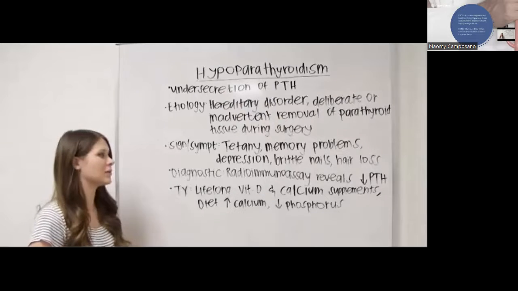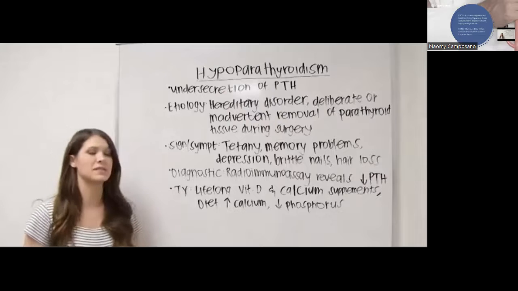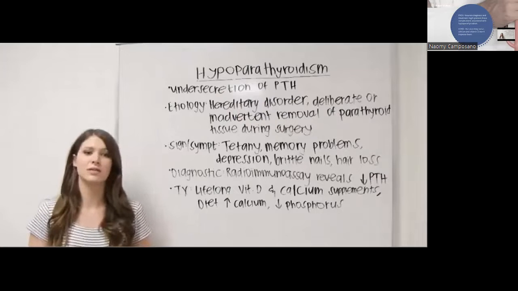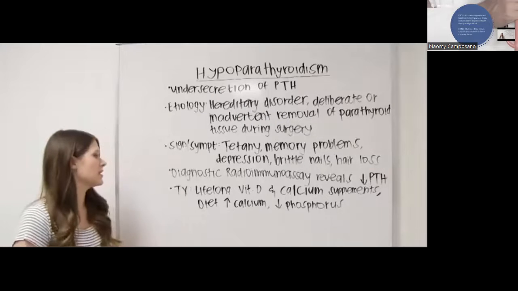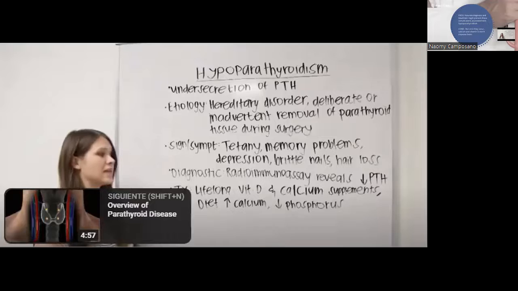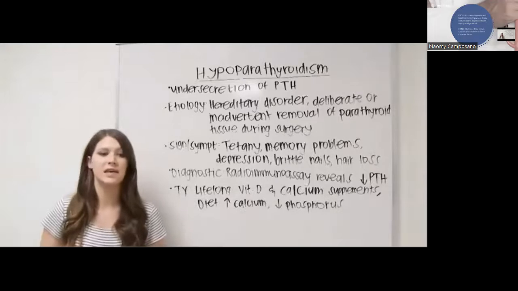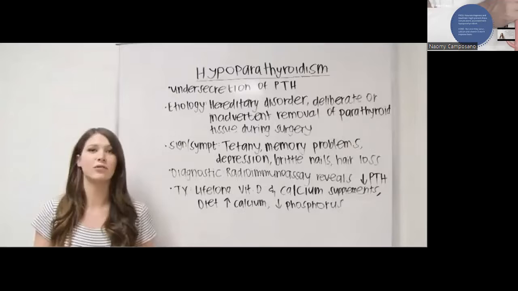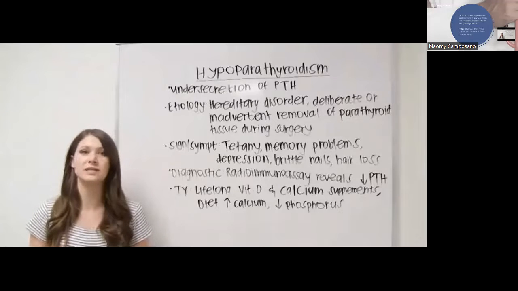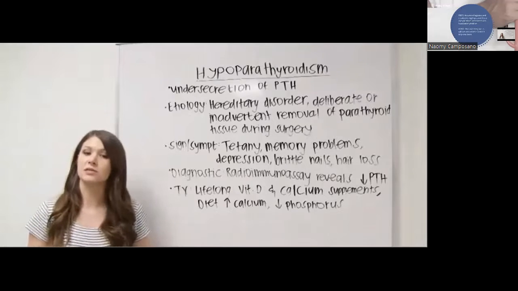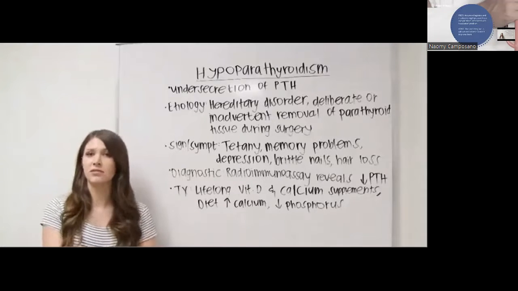Diagnostic: the radioimmune assay reveals lowered PTH levels and also lowered serum calcium levels. The treatment is lifelong vitamin D and calcium supplements and a diet that is high in calcium and low in phosphorus. This would be a diet of dairy, fortified orange juice, and leafy greens. The prognosis is good with successful treatment, and there is no prevention.